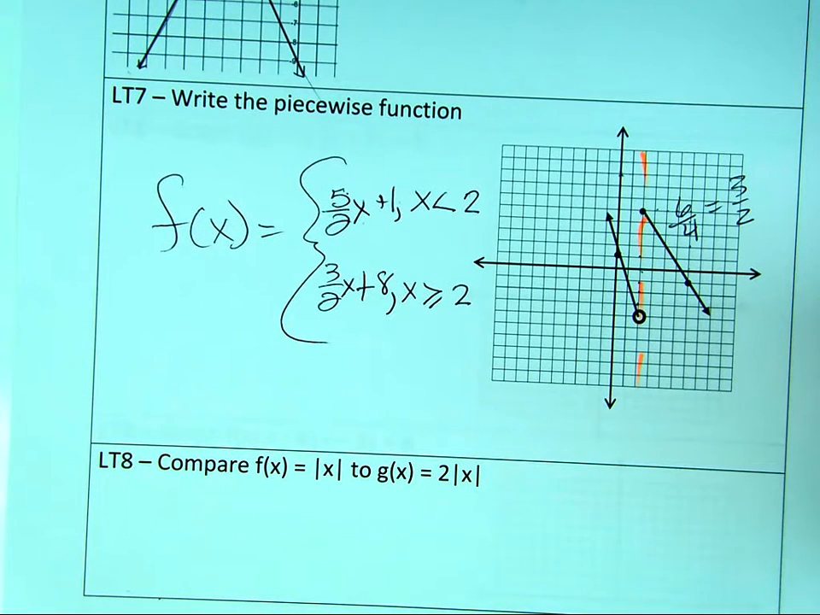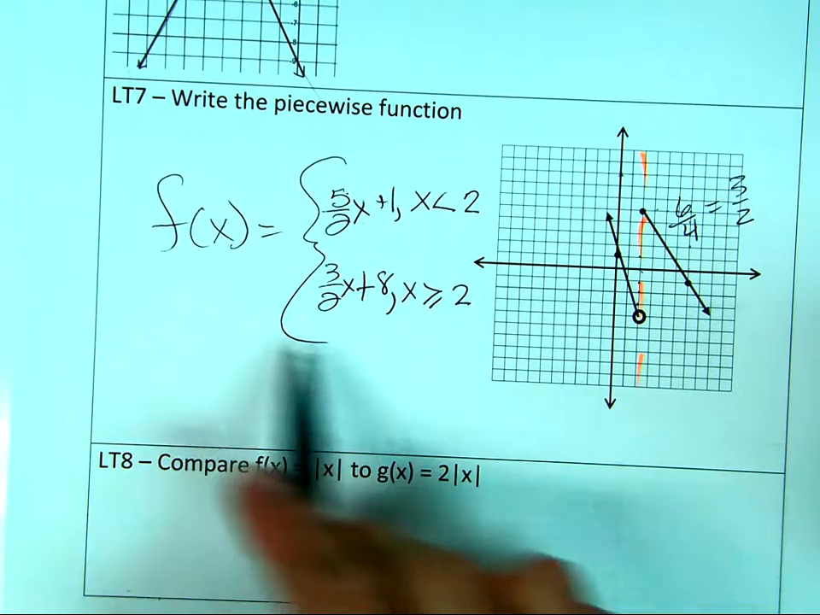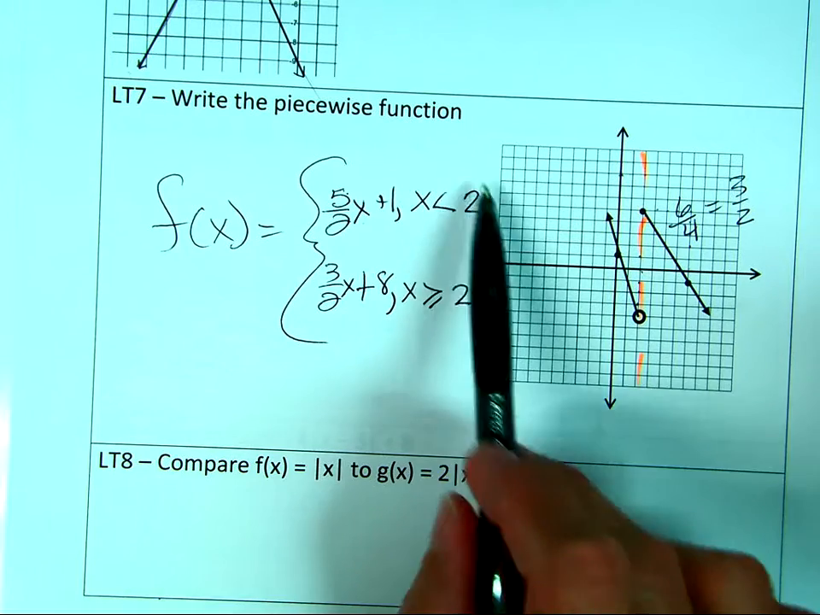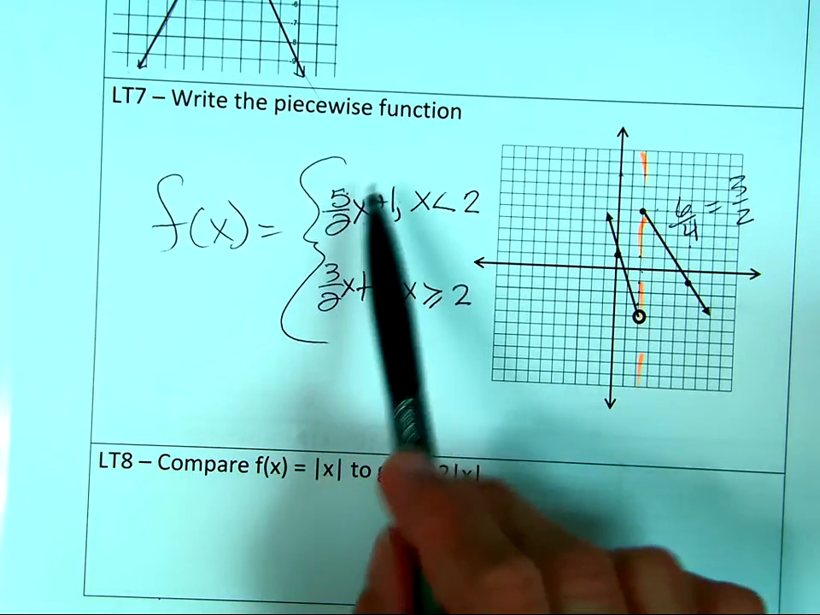And then I've written the function. So make sure you have all those parts. Make sure you don't forget the domain part, the function part, and the little brace and everything, because you need all of those parts.